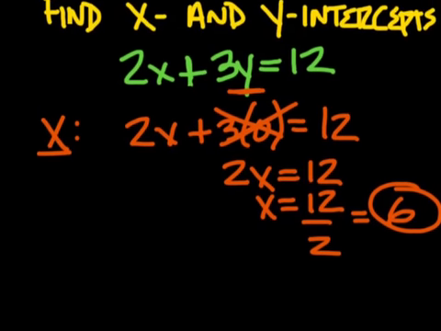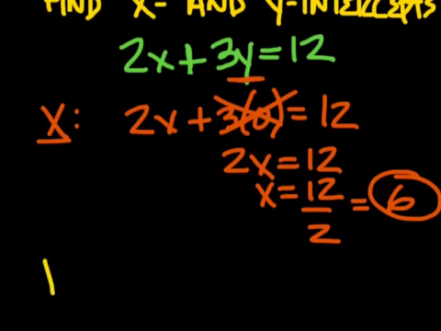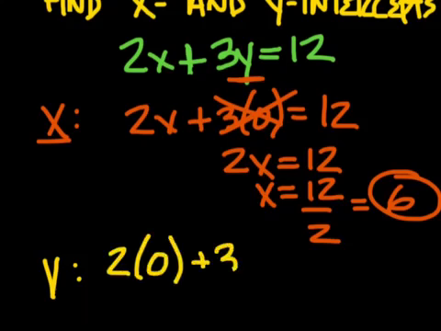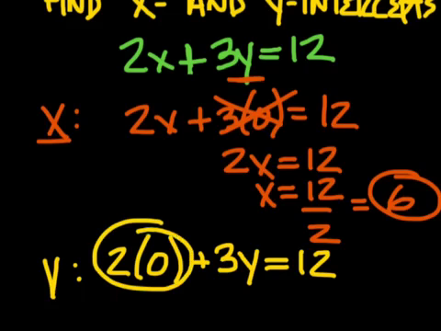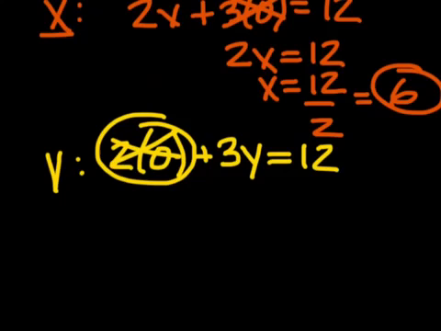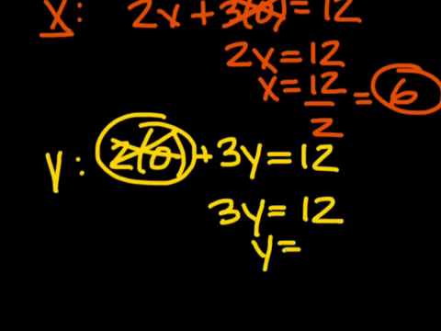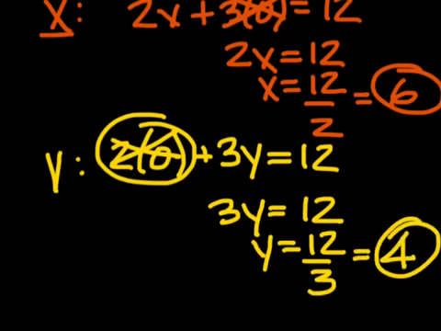All right. So now we have to find the y-intercept. Where do I put the 0? By the 2, in for the x. So 2 times 0 plus 3y equals 12. What happens to this? Cancels out. It's gone. So we're left with 3y equals 12. And divide 12 by 3 to get 4. Always make certain you signify which one is which.